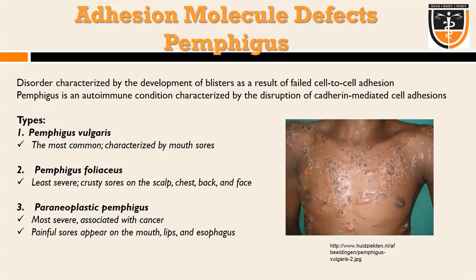Next is pemphigus foliaceus. Foliaceus means skin. Okay, it's less severe because it can be more easily treated. I'll tell you how. And these individuals develop crusty sores on the scalp, chest, back, and face. And then paraneoplastic pemphigus is most severe because it's associated with cancer. There are autoimmune cells that are trying to destroy cancer, but they will actually destroy your own cadherin connections, leading to the condition.